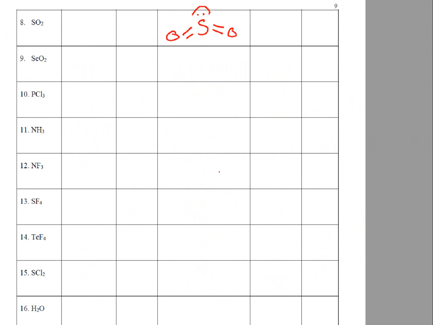Also, if you go to PCl3, see the central phosphorus atom. It has 5 electrons in its outer shell. It shares 3 electrons with 3 Cl atoms, leaving 1 lone pair. The molecule will be trigonal pyramid. The hybridization will be 1, 2, 3, 4, so sp3, but the angle will not be 109, it will actually be 107. In the same way, you are going to practice the rest of the examples.